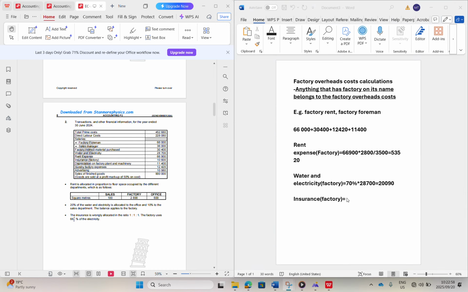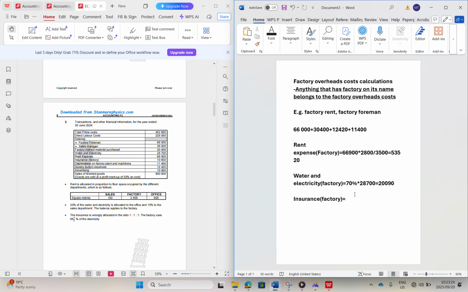Insurance is only allocated in the ratio 1:1:1. The factory uses 66 and 2/3 of the electricity, but here it says insurance, and then it says factory. It means it was already allocated, but then it was wrongly allocated in this ratio.